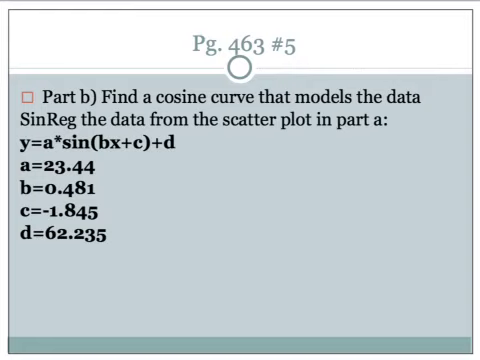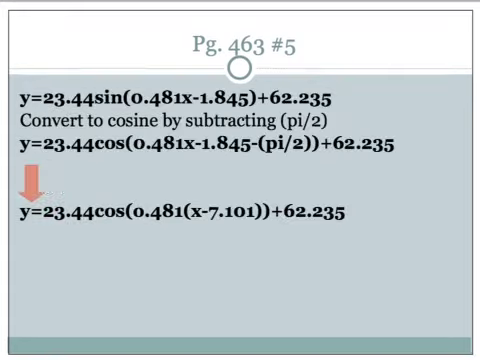Part B was to find a cosine curve that models the data, sine reg, the data from the scatter plot in Part A. Y equals A times sine, in parentheses, bx plus c, plus d. A equals 23.44, which is the amplitude. B equals 0.481, which is the omega. C equals negative 1.845, which is the phase shift. And D equals 62.235, which is the vertical shift.